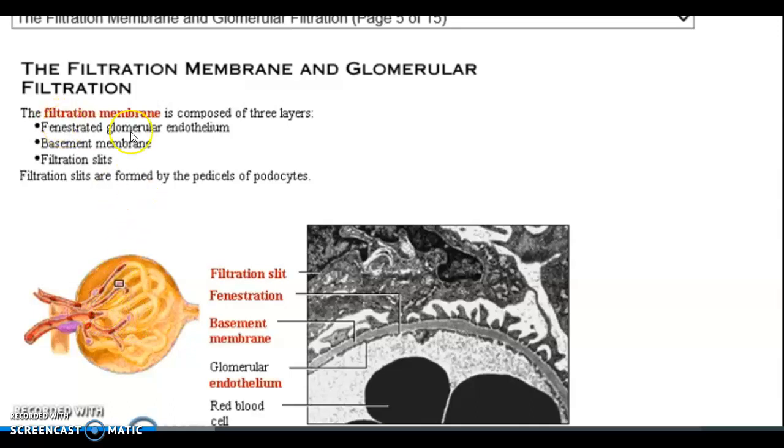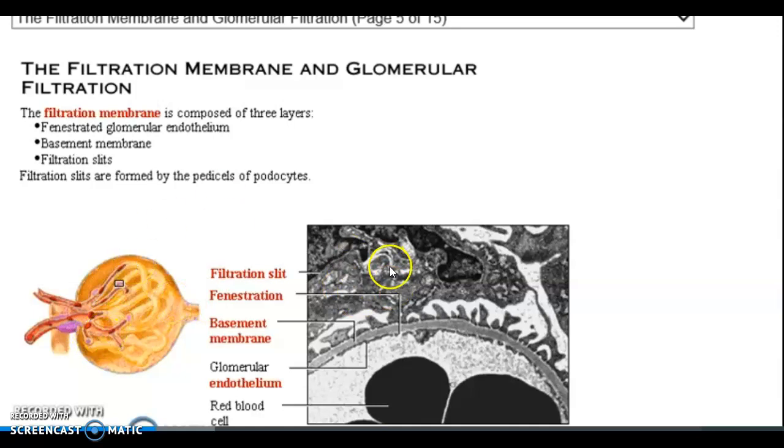Okay, now the next thing is the basement membrane. Remember, epithelial cells are always connected to other tissues or to other epithelial cells by a basement membrane. So we have to have a porous basement membrane. So you've got to go through the little epithelial cells. You've got to be able to go through that basement membrane. And finally, there's something called filtration slits, which are formed, as this says, by the pedicels of the podocytes. Now, the podocytes are the cells that make up the outside of the capillary.